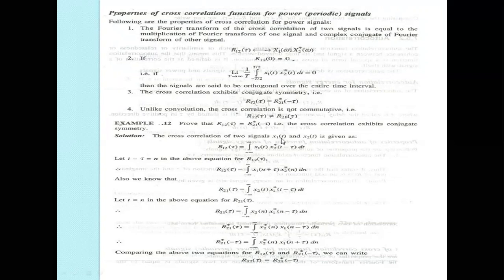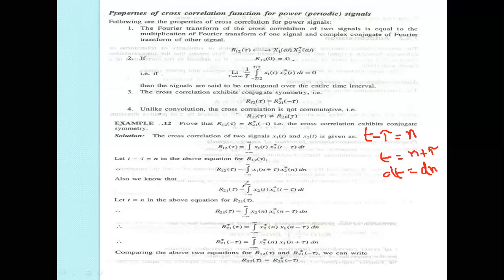We know the cross correlation of two signals, x1 and x2, is given by taking x1 and x2, where the second signal is delayed and complex conjugated. R12 of tau is equal to the integral from minus infinity to infinity of x1 of t, x2 star of t minus tau dt. Let t minus tau be equal to n. Then what is t? t is equal to n plus tau.